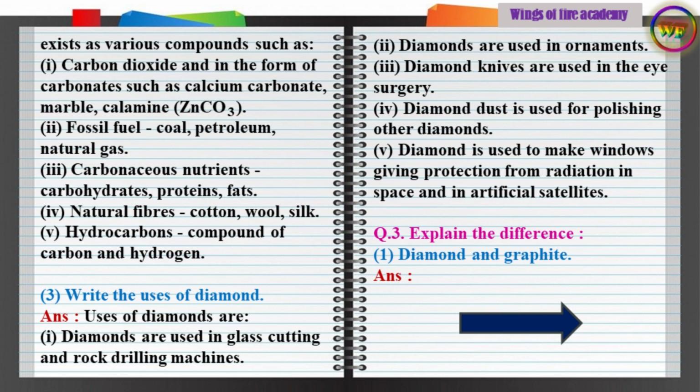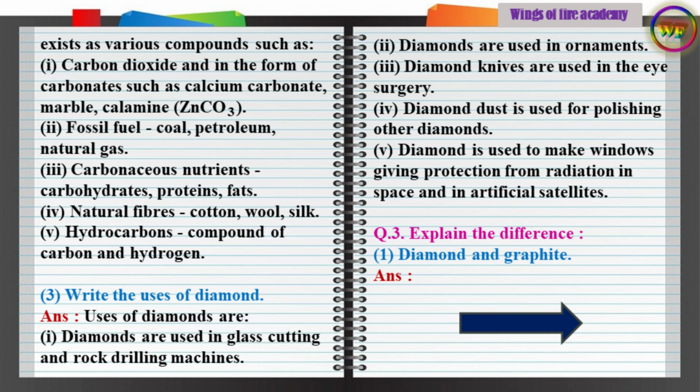4. Natural fibers: cotton, wool, silk. 5. Hydrocarbons: compounds of carbon and hydrogen. 3. Write the uses of diamond. Answer. Uses of diamonds are 1.